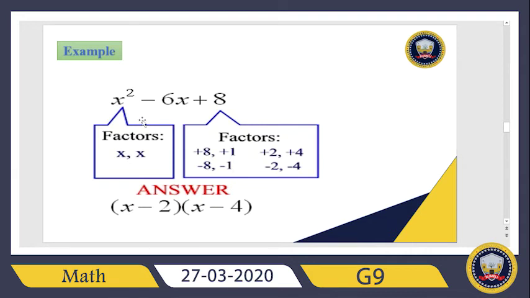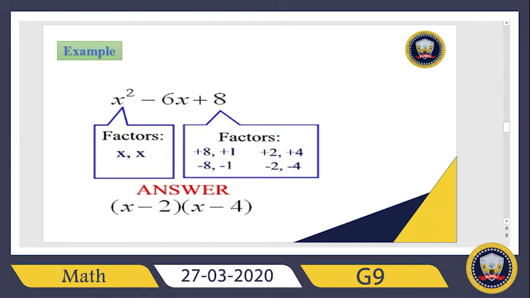Then I will go on the other side of the table and write the sum of the two factors. 1 plus 8 equals 9, and 2 plus 4 equals 6. So I check the second term. The second term is 6. So which of these two factors, when I added them together, the answer was 6? 2 and 4. So my answer will be 2 and 4. Here the answer is 2 brackets, x minus 2 and x minus 4.